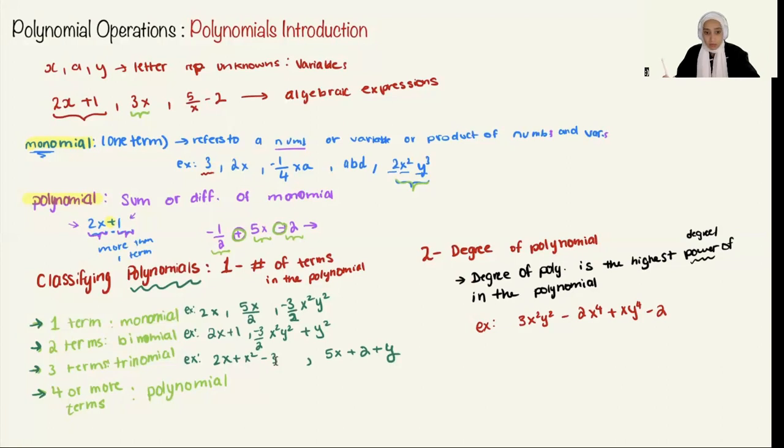So, for instance, if I'm looking at this first term, then I'm saying, okay, what is the degree of this first term? Then I go, what is the sum of term 1? How many do I have? I have a 2 plus a 2. So the degree of this first term would be 2 plus 2, which is equal to 4.